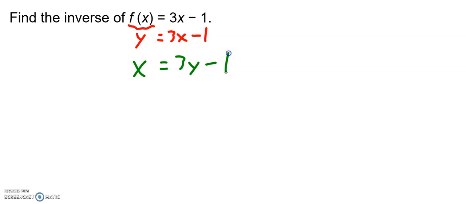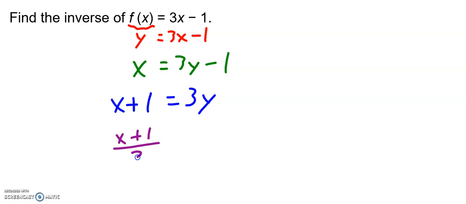So to find an inverse, the first thing we're going to do is switch the x and y. So remember, f of x is the same thing as y, so I can think of this as y equals 3x minus 1. Now my first step is to switch x and y. So I'm actually going to say x equals 3y minus 1. Great. Now solve for y. So x plus 1 equals 3y. Divide by 3. x plus 1 over 3 equals y. So this is going to be the inverse.